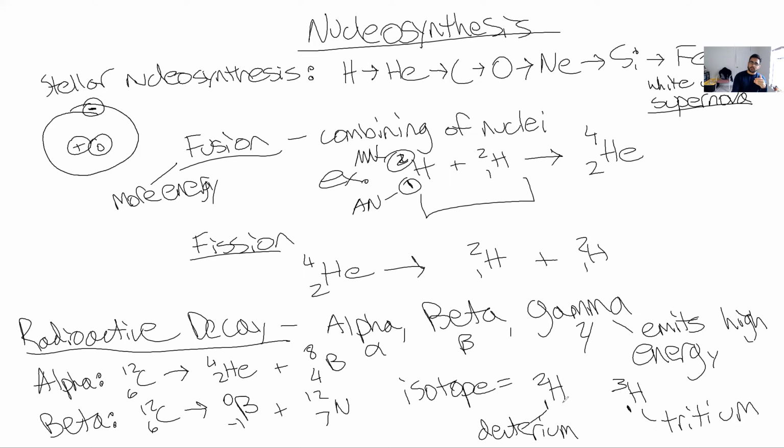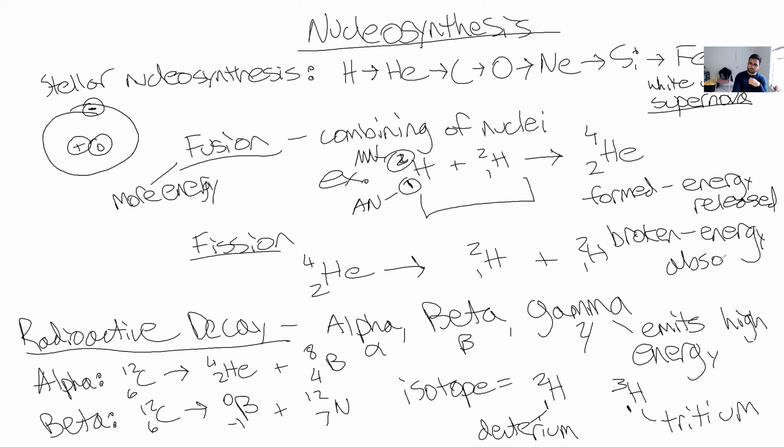So you see that even though they have the same atomic number, the same number of protons, if they don't have the same number of neutrons or the same mass number, then they'll be isotopes of each other. And then the last thing that I want to mention is that when bonds are formed between subatomic particles, when bonds are formed, energy is released. And when bonds are broken, energy is absorbed.